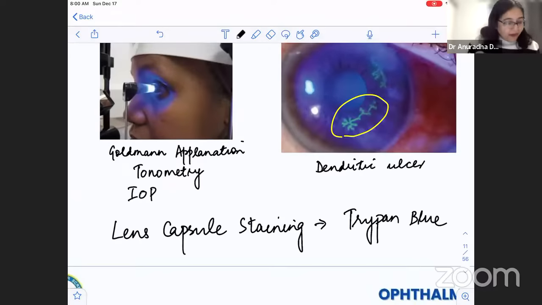No, here it is not dry eye in the dendritic ulcer, because it's a redness. That's the redness of the eye. Okay, Dr. Shubha. So for lens capsule staining, we use the trypan blue dye.